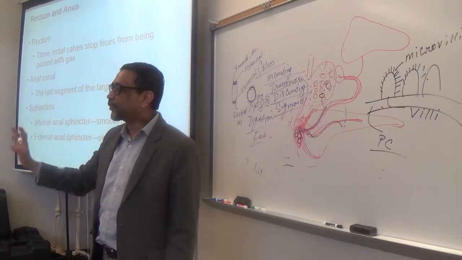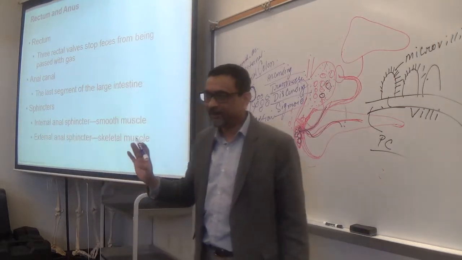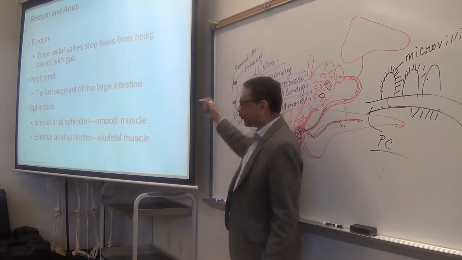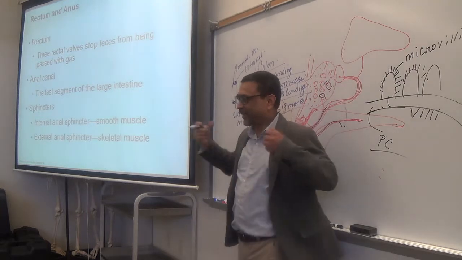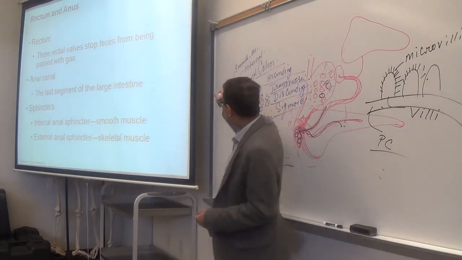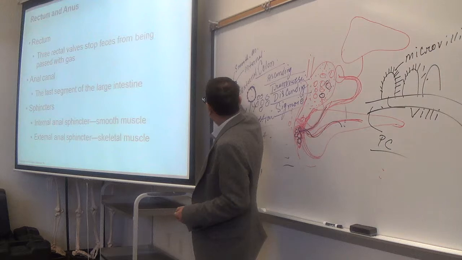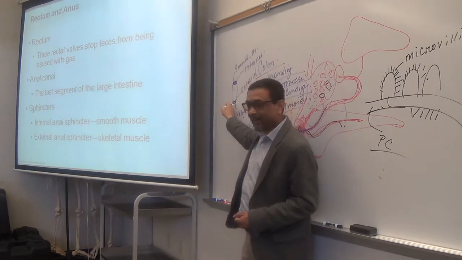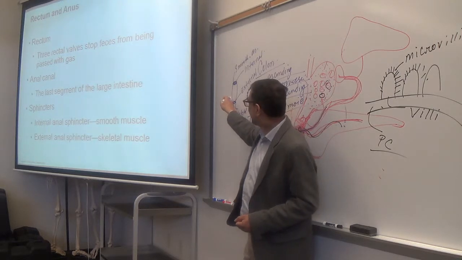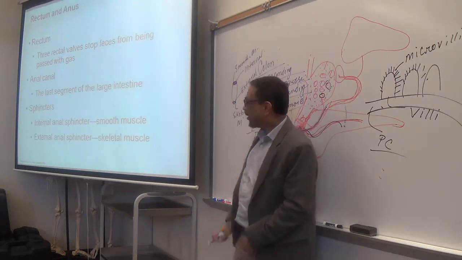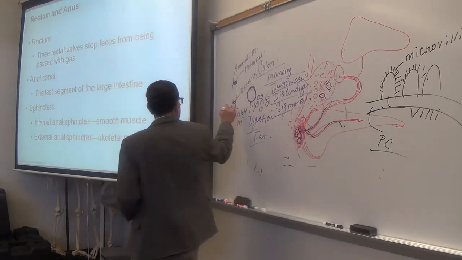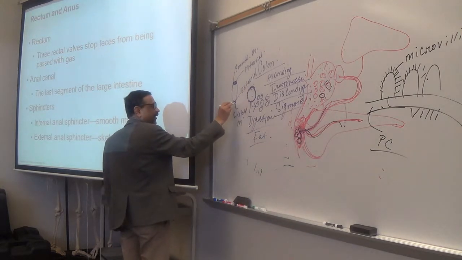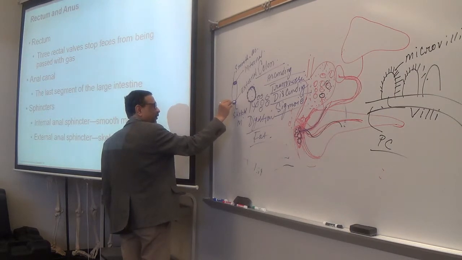Make sense? Which one is voluntary, which one is involuntary? Skeletal is what? Voluntary, right? Smooth is involuntary. So which one can we open if we desire? This one, right? This is voluntary. This is involuntary. So what happens? First, we voluntarily relax the external anal sphincter because we can control this.